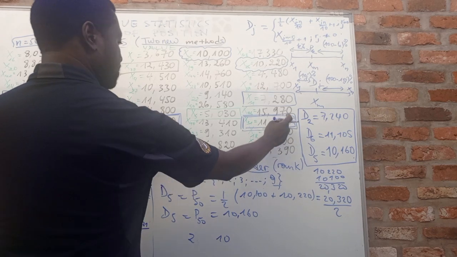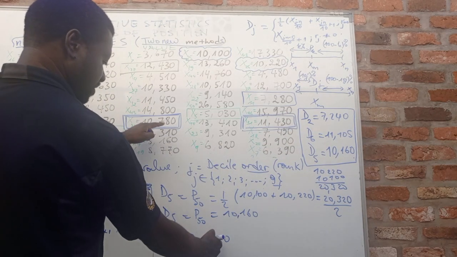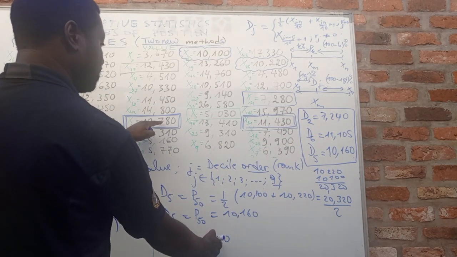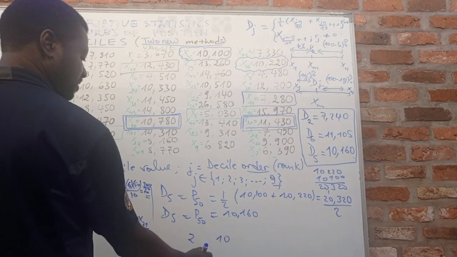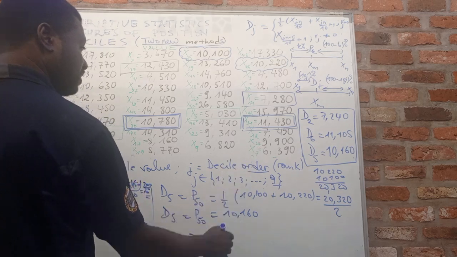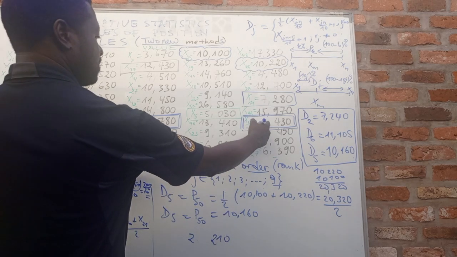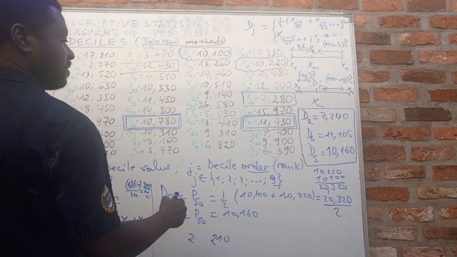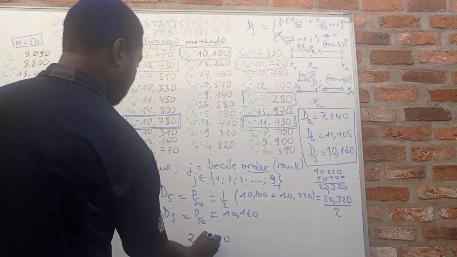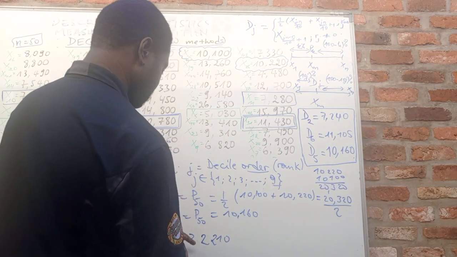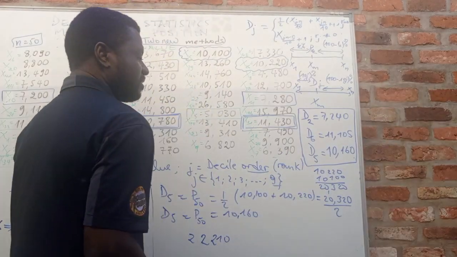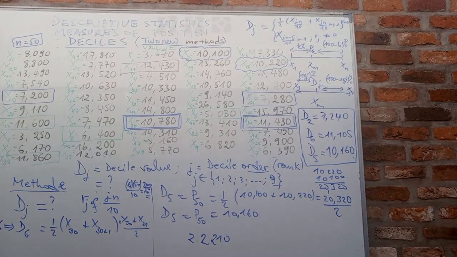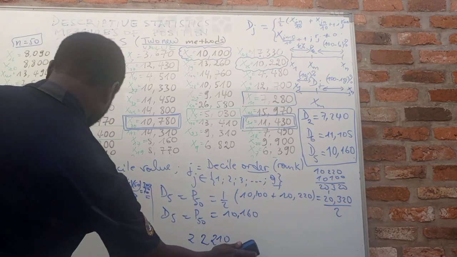3 times 8 is 11. I write 1, I carry 1. 7 plus 4 is 11. With 1 carried, it is 12. And I carry 1. And 0 plus 1 or 1 plus 0 is 1. With 1 I carried, it is 2. Then I have 1 plus 1 is going to be equal to this value. And this is twice the decile of order 6 as before.